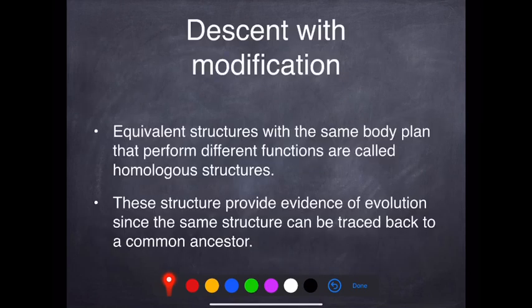All right, descent with modification. Descent with modification is essentially what evolution is, or biological evolution. It means that you start out with an ancestor that has one particular body plan, and then you tweak it. And as you tweak it, you get differences, modification.